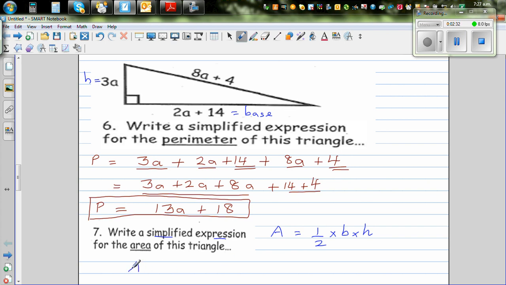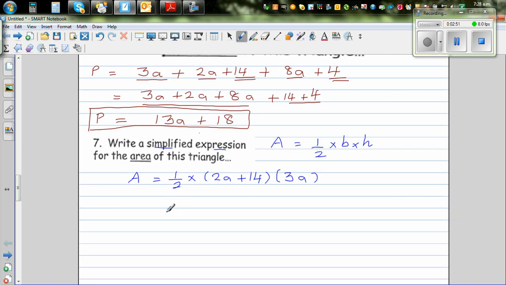So A for area is half times, I'll put this in the bracket, or you can write like this, half times 2a plus 14 times height, which is 3a. So you want to write a simplified form. So here, what can we do? So this is half. What can we factor out in 2a plus 14? What's the common factor? So let me write this like this.